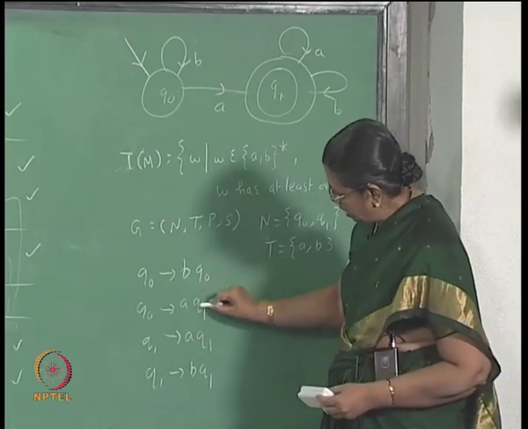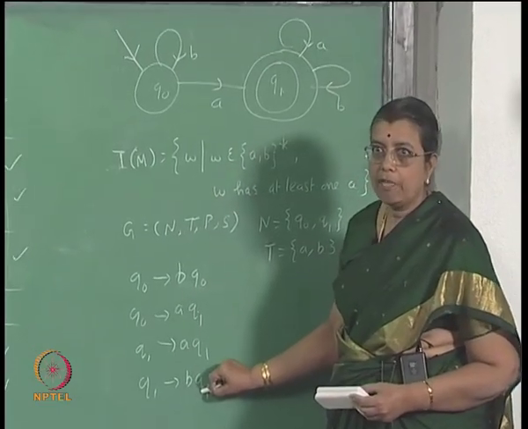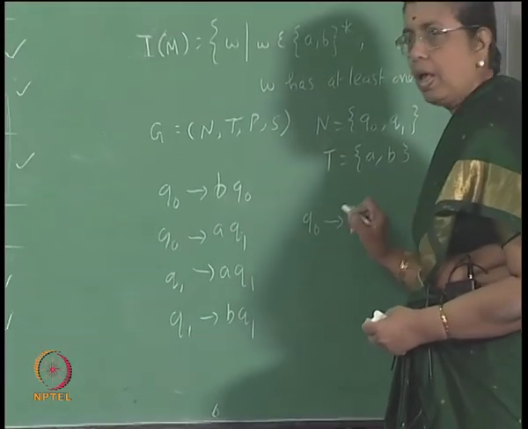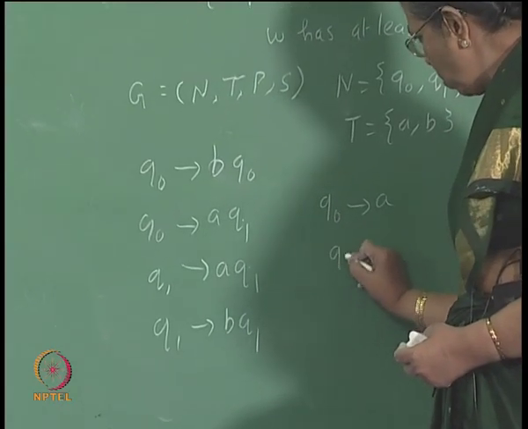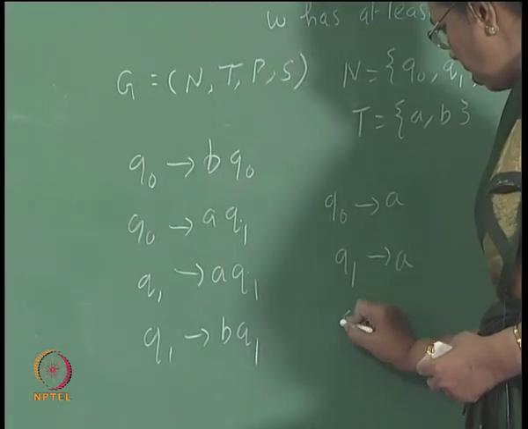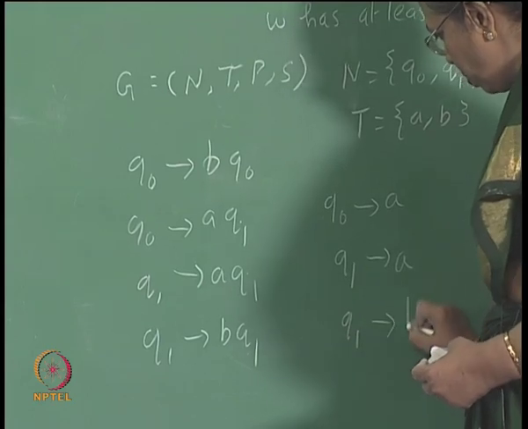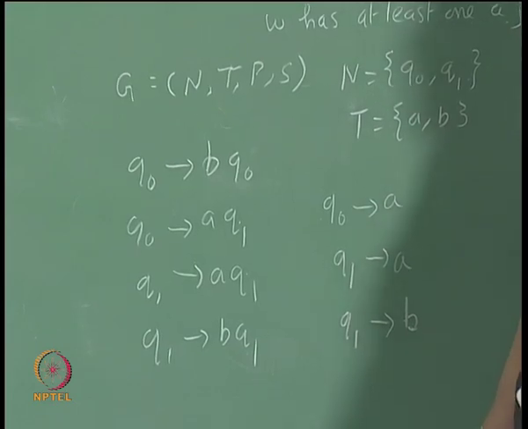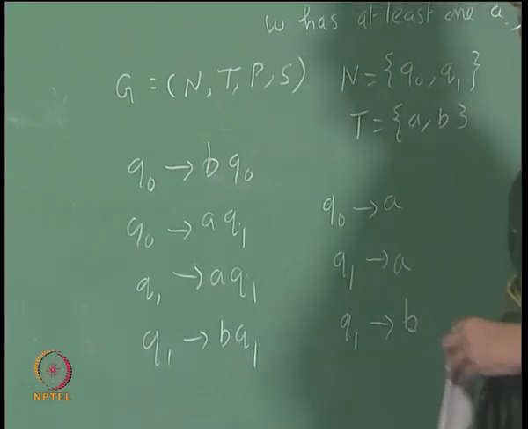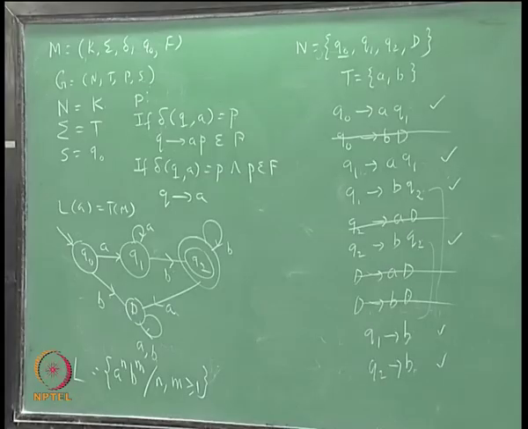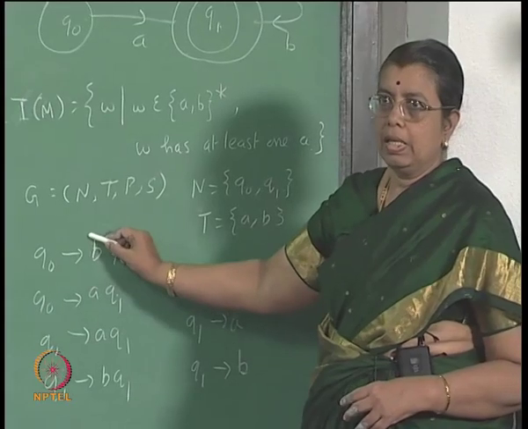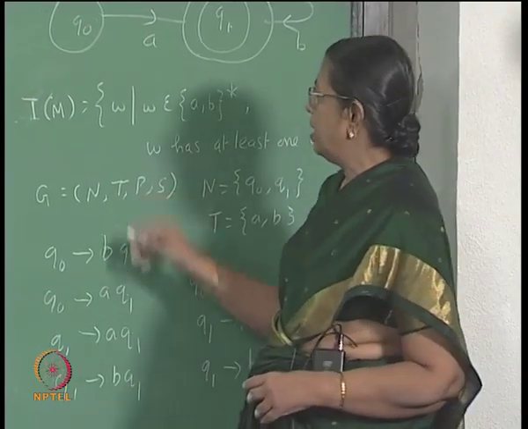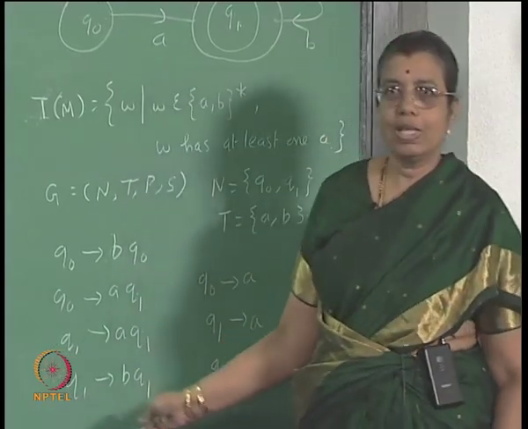So, corresponding to these three rules, you must also have a terminal rule. So, you will have Q0 goes to A, here you will have Q1 goes to A, you will also have Q1 goes to B. You can very easily check this. Here the language generated and the language accepted are the same. There are no useless symbols.